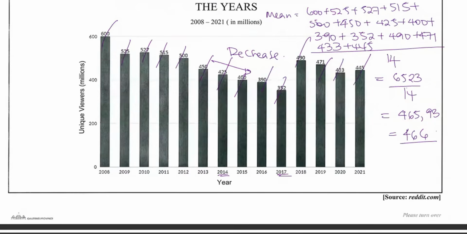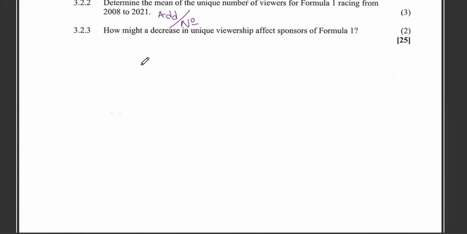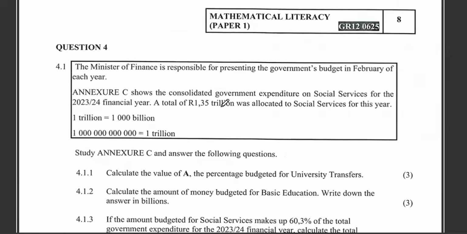Okay, let's look at another question that says, how might a decrease in unique viewership affect the sponsors of Formula One? Definitely, this is logic. They will lose money because the more viewership, the more income and publicity. You know, income is gained from advertising.